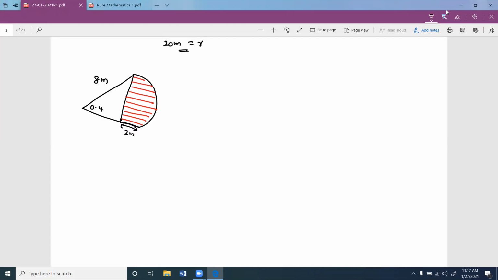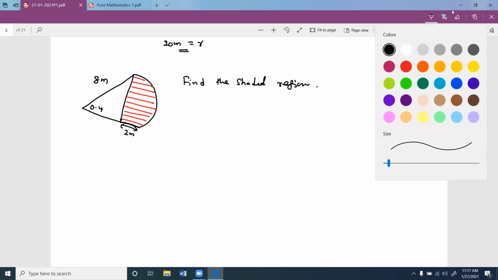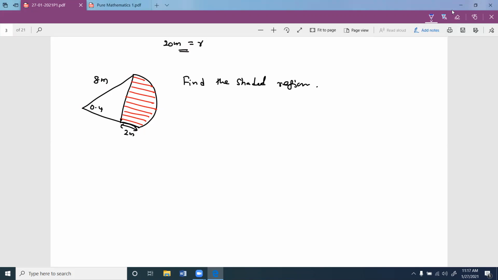This is 0.4. They used to ask, find the shaded region. So in this case, what you can understand is, now you know that if this length here to here is 8, this length is also 8. Therefore, this length becomes 6 meters obviously.